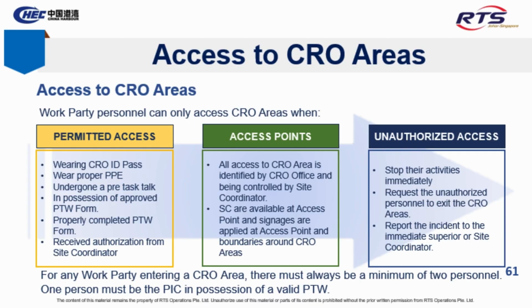Slide 61. Access to CRO areas. Work party can only enter CRO areas with CRO ID pass, PPE, approved PTW, and authorization from the site coordinator. Access is through designated points with signages and SC presence. Stop and report any unauthorized access immediately. Minimum of 2 persons per entry. One must be the PIC with a valid PTW.